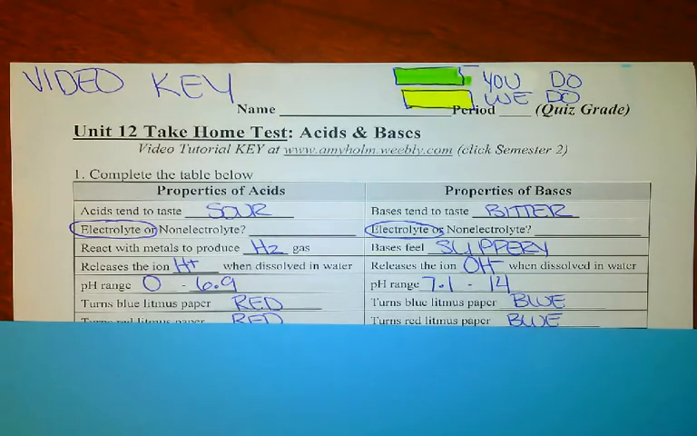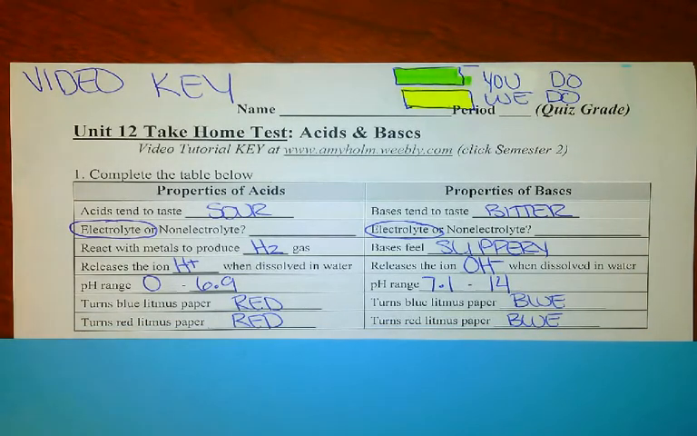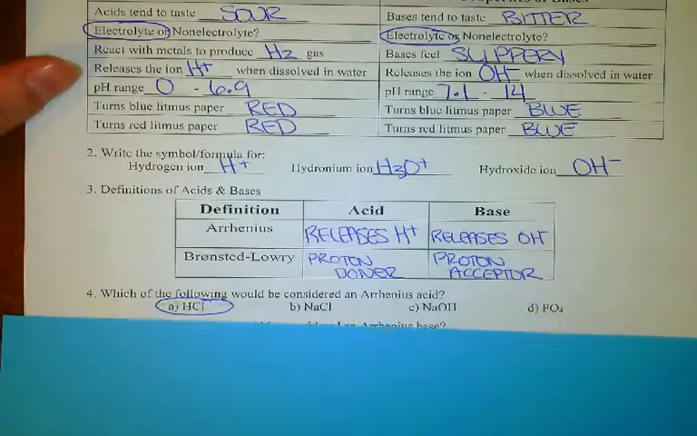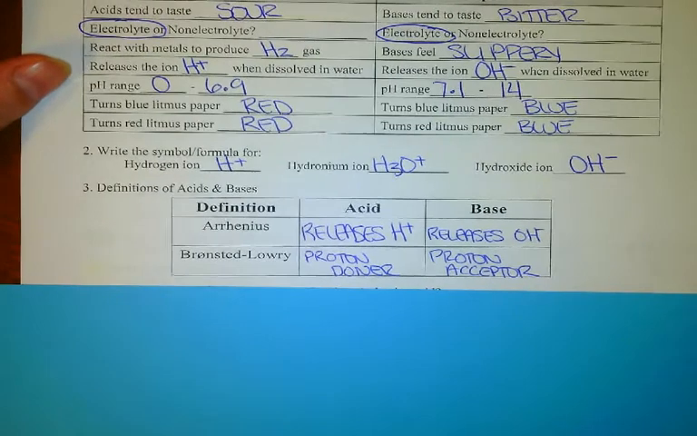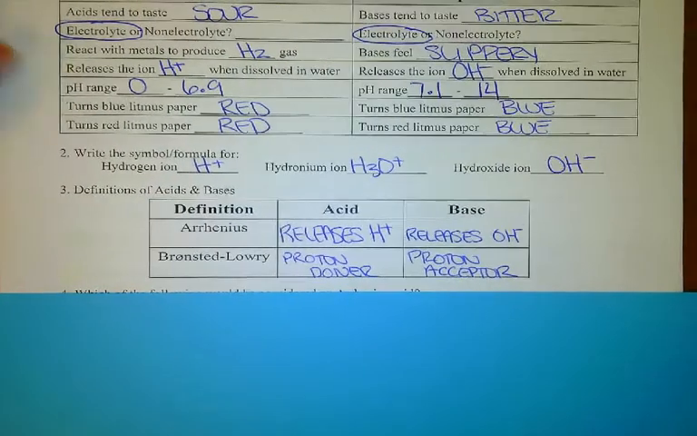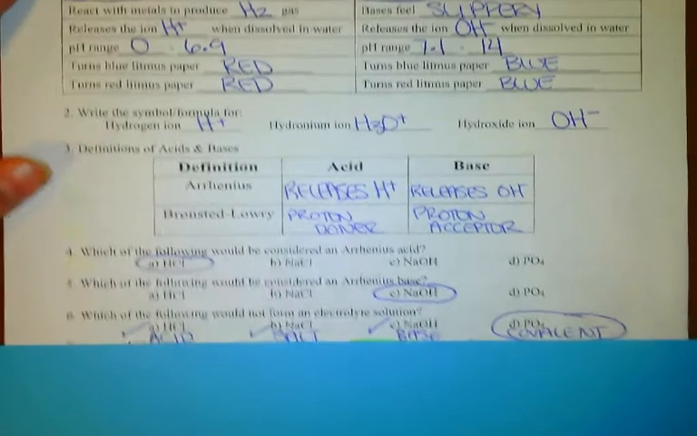Go ahead and check your answers for number 1. Okay, it's there. Push pause if you need more time on it. Looking down here, you've got your symbols and your definitions. These are things to memorize. It's very memorization heavy. So if you don't feel comfortable having these memorized yet, please make sure you're making flashcards or doing something to get those definitions and ions memorized.